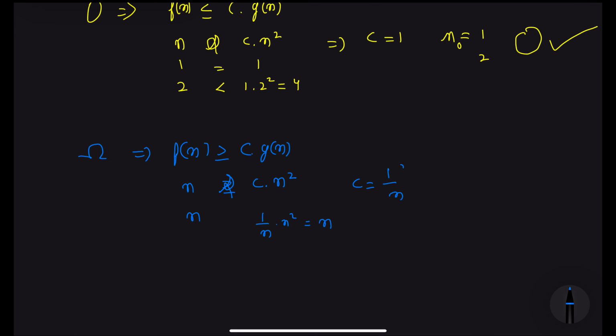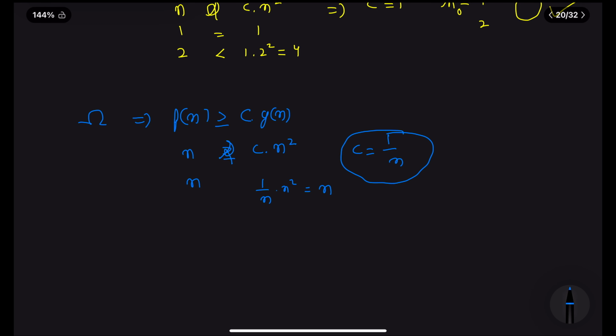But this value c equal to 1 by n is a variable, and we have seen c should be constant. So we can say this will not be possible. So the omega is not possible here.